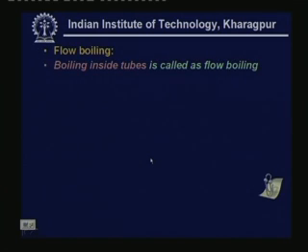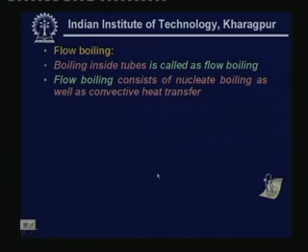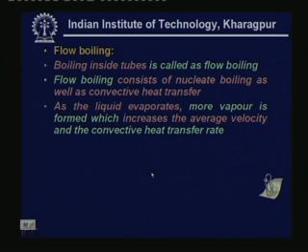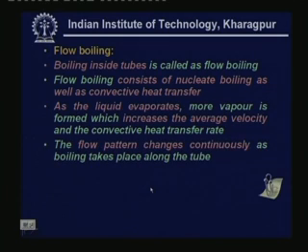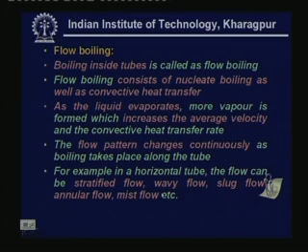Boiling inside tubes is called flow boiling. Flow boiling consists of nucleate boiling as well as convective heat transfer. That means the contribution to heat transfer comes from nucleate boiling as well as from forced convection heat transfer. As the liquid evaporates, more vapor is formed, which increases the average velocity and the convective heat transfer rate. The flow pattern changes continuously as boiling takes place along the tube. For example, in a horizontal tube, the flow can be stratified flow, wavy flow, slug flow, annular flow, or mist flow, depending upon the velocity of the vapor.